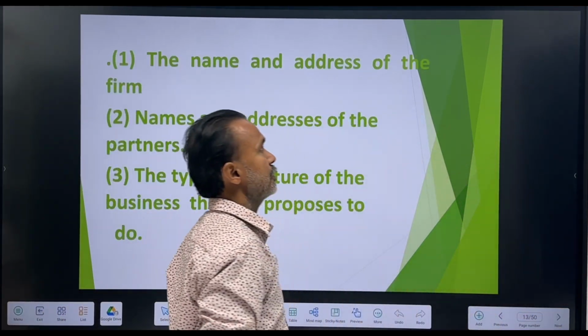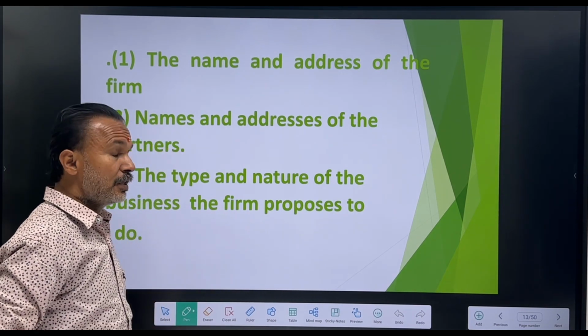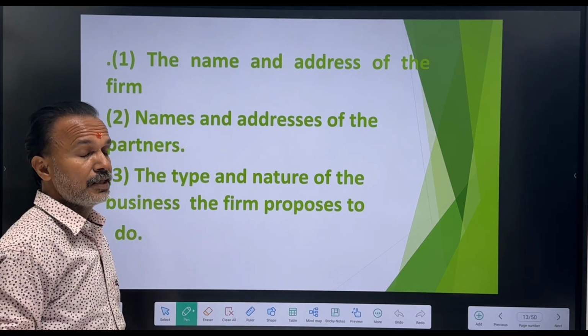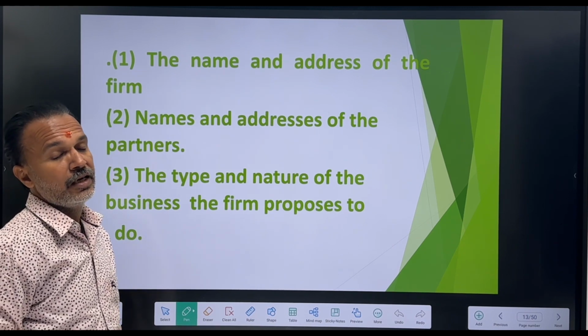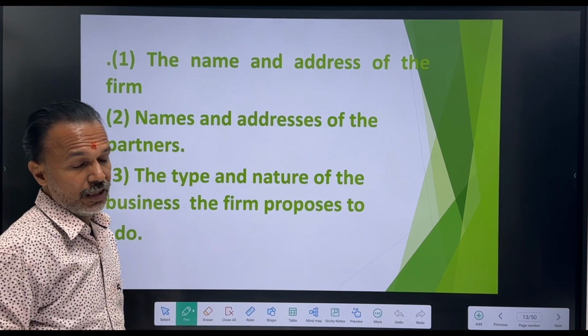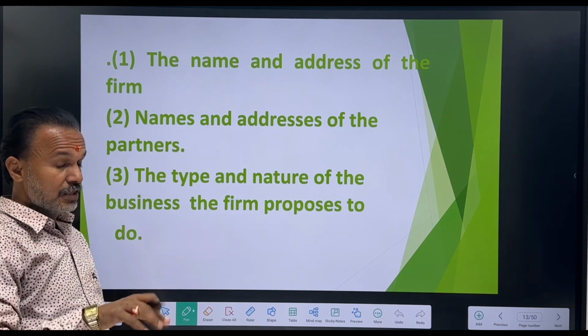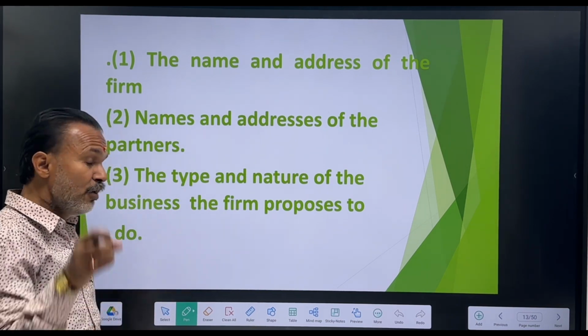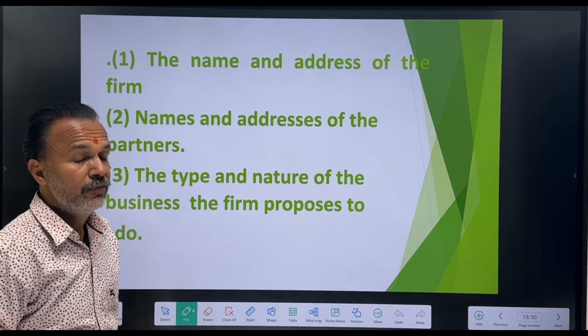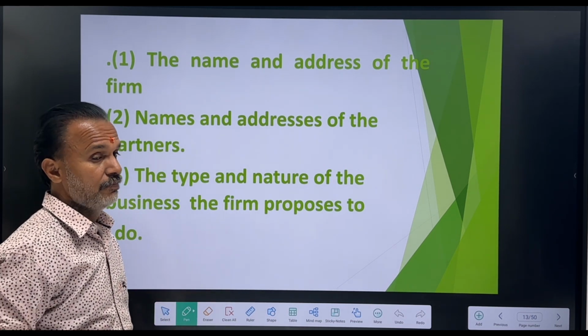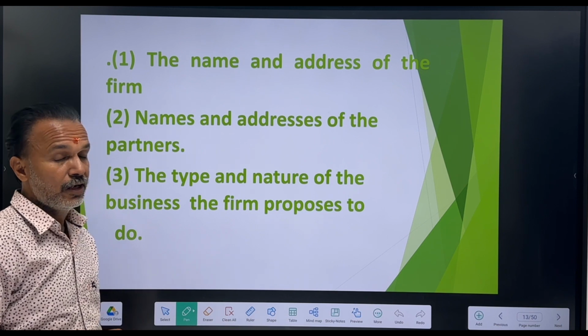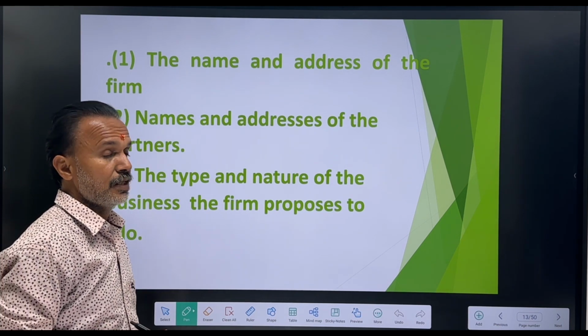Contents of partnership deed. The following things are recorded in the partnership deed. These are not fixed; they depend upon the partners. If the partners think that there may be a reason for dispute among them in the future, then those points are recorded in the partnership deed. Generally, we record the following points in the partnership deed.